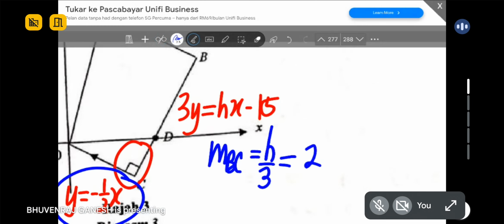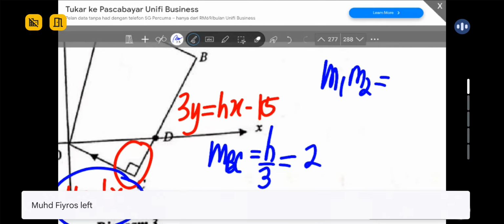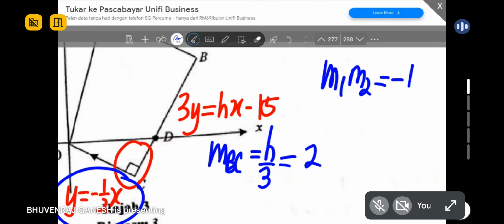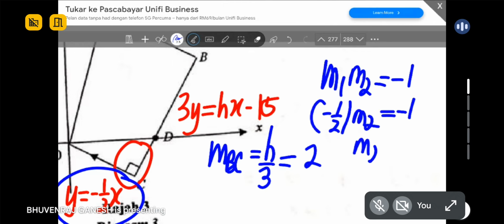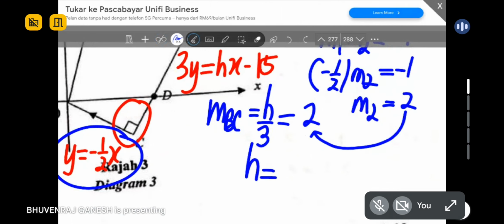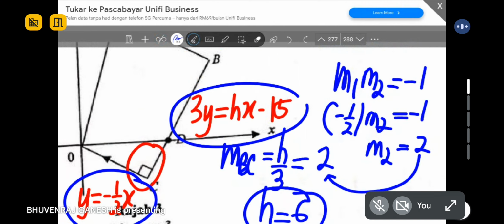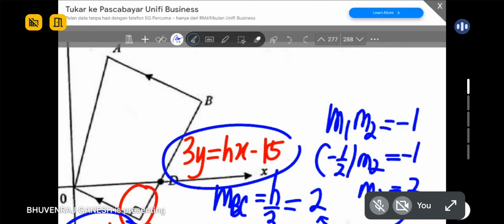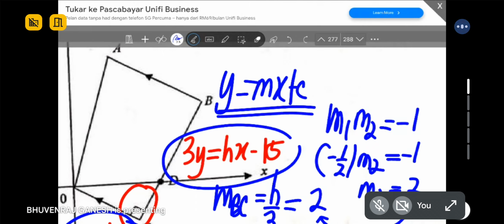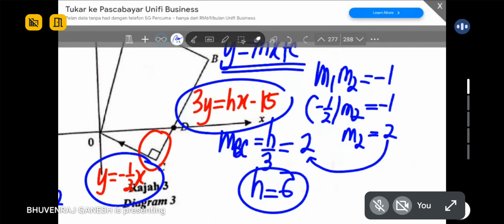2. Because M1, M2 equal to negative 1. Am I right? So this one negative half, so M2 is actually sama dengan 2. So that's why I get the 2 over here. Clear? So your H value actually is 6. Understand? Because over here the gradient is H/3. Remember when you find gradient guys, your equation must be y equal to mx plus c. You must arrange in this format. Kena susun macam ni. Baru boleh dapat kecerunan dia.